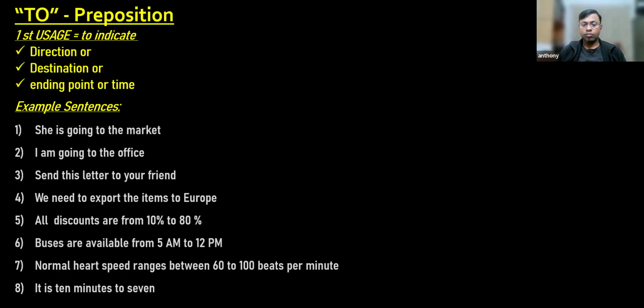Okay. A kind of range. The fifth sentence and the seventh sentence are mentioning a kind of range or an interval. Range is always a starting point and an ending point. Interval also has a starting point and an ending point. It's like that. Eighth one: It is 10 minutes to 7. So now the ending point, or destination also, so the destination is 7. It is 10 minutes to 7.